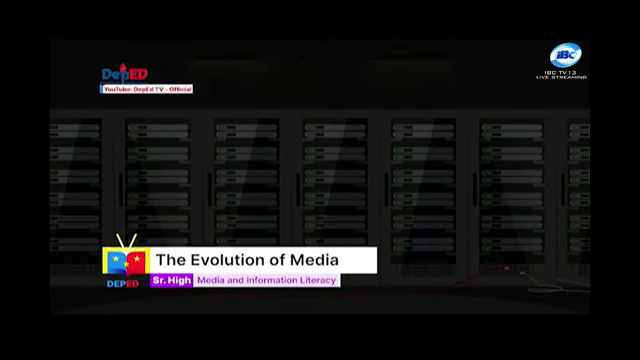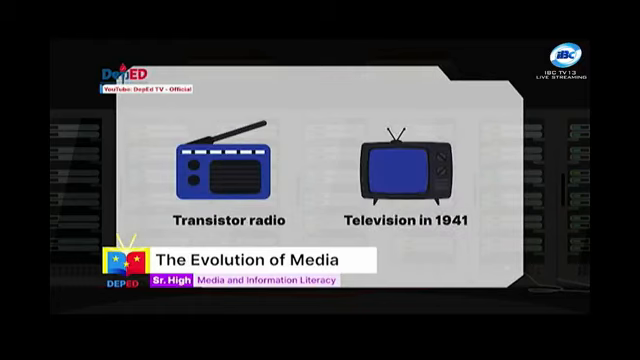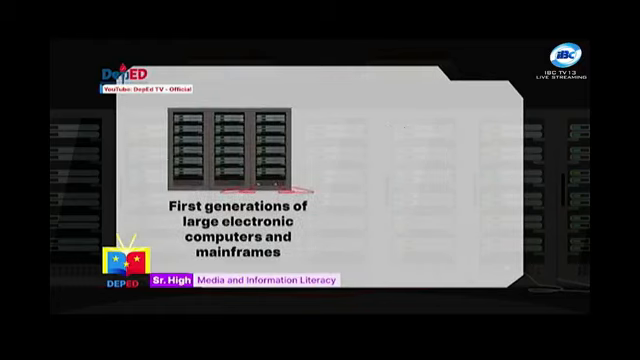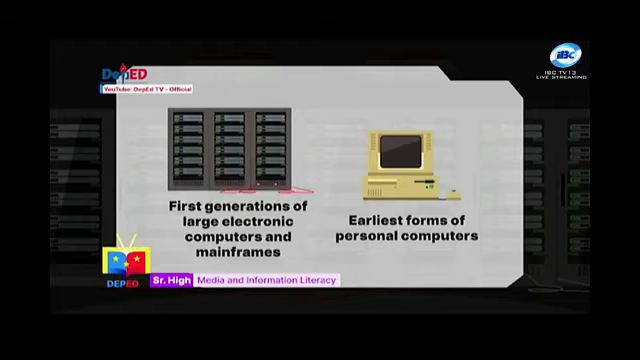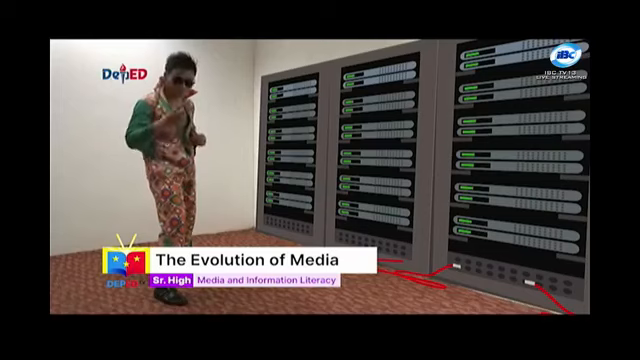The earliest electronic devices that used this invention were the transistor radio, the television in 1941, the first generations of large electronic computers and mainframes, and the earliest forms of personal computers. The electronic age allowed the mass media to take form. It enabled a vast number of people to send and receive data, transmitted from a single source in real time.